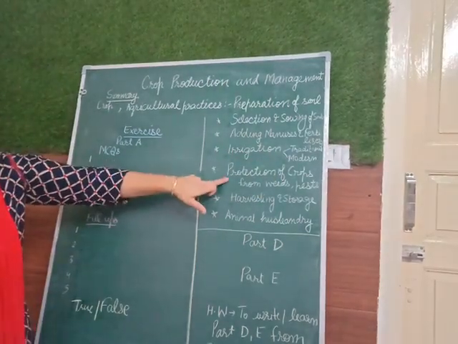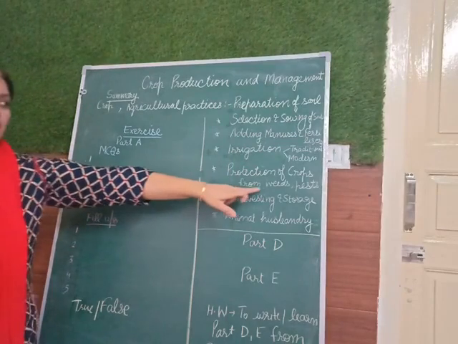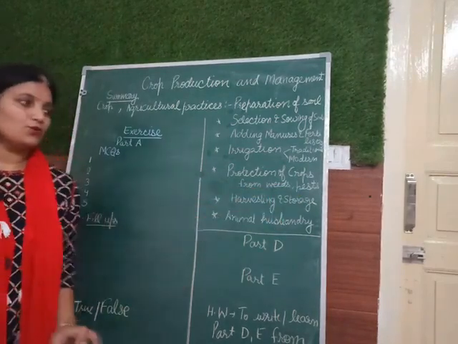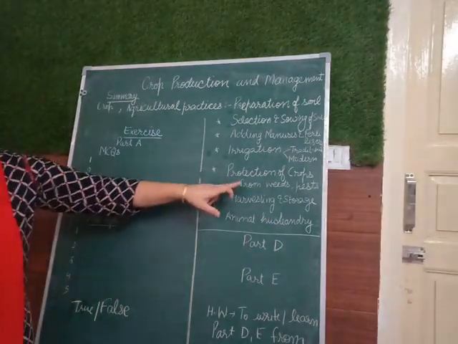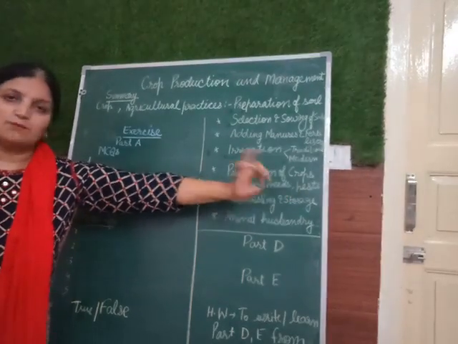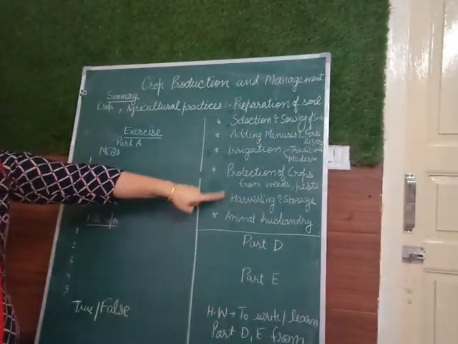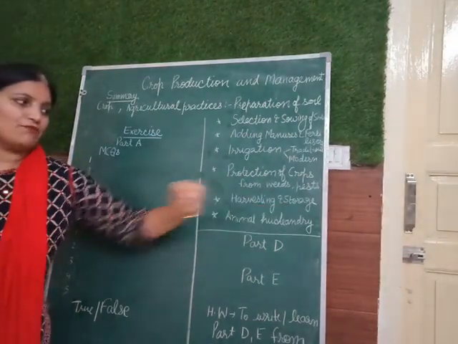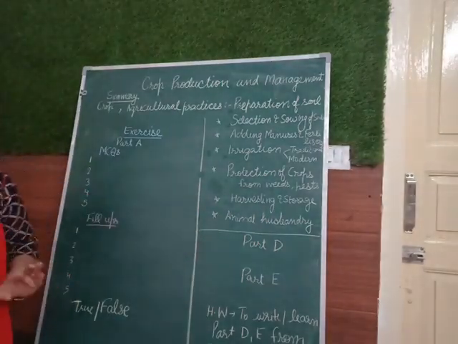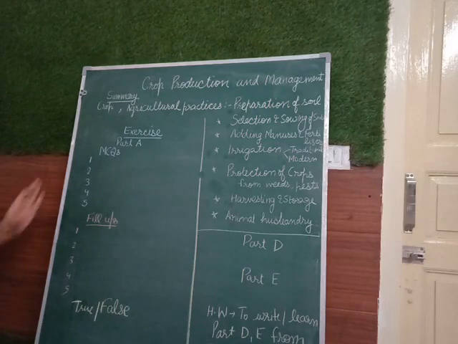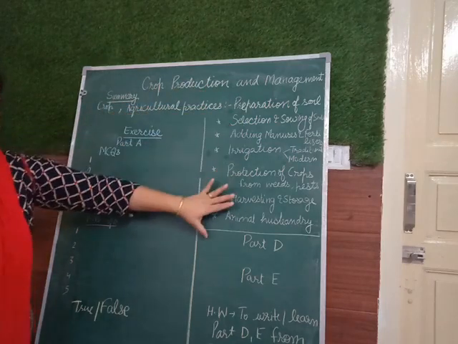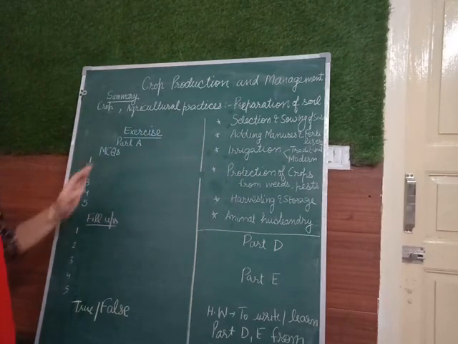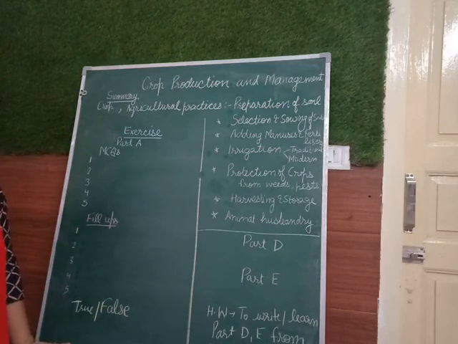After irrigation, we have protected the crop from weeds. Weeds means unwanted plants, and pests means rodents and insects. So we protect our crop from weeds, unwanted plants, and pests by various methods. Then it's time to cut the crop. Harvesting and storage of crops have been done. And the last topic we discussed was animal husbandry. In this way we have completed this chapter in various videos, and now it's time for the exercise.